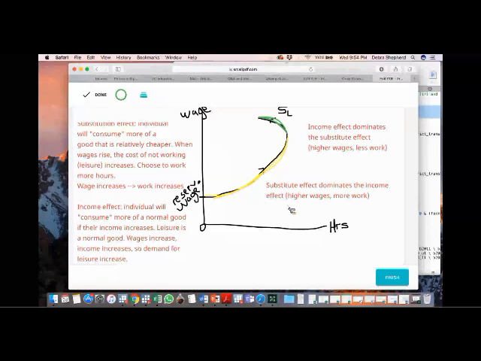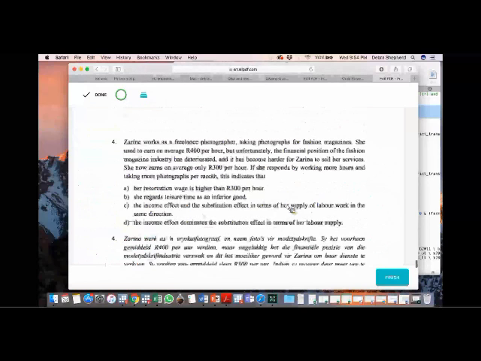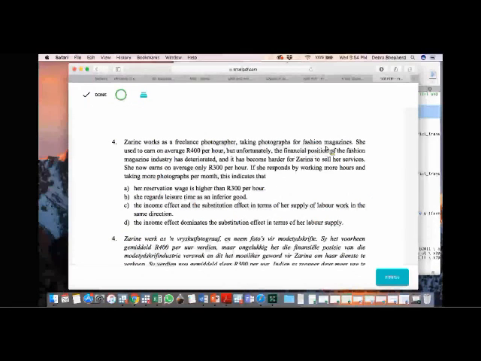So if we go back to the question, we're going to use this information now to answer Zorene's choice. Zorene works as a freelance photographer, taking photographs for fashion magazines. She used to earn 400 Rand per hour, but unfortunately the financial position of the fashion magazine industry has deteriorated, and it has become harder for her to sell her services. So she now only earns 300 Rand per hour. If she responds by working more, so she's earning less per hour, but she's working more, what must this imply?